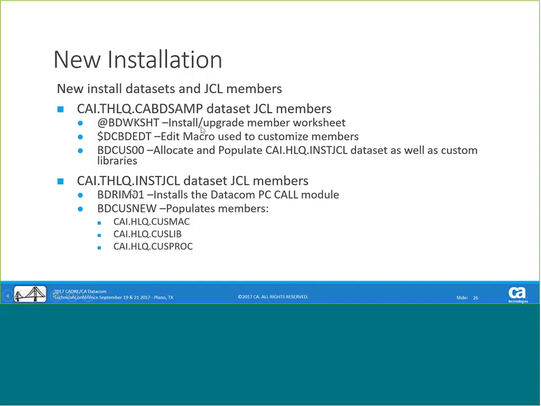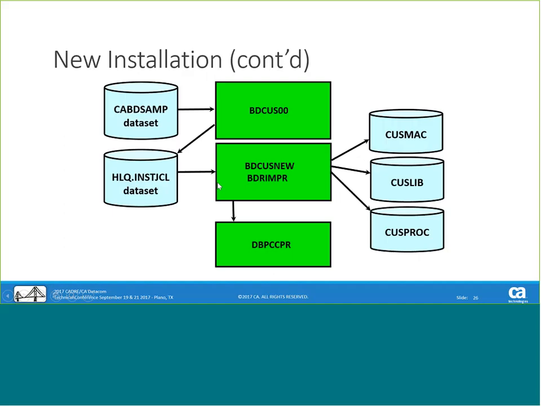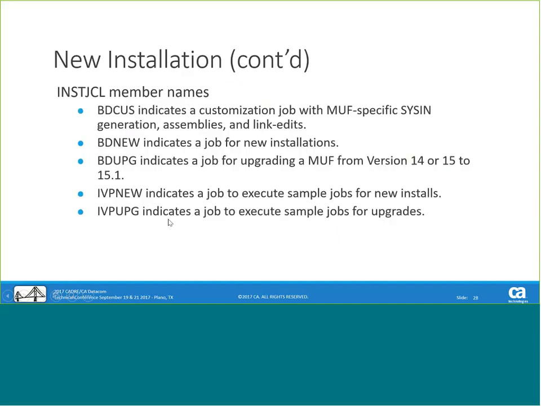Anyway, you got your CABD SAMP, you have your INST JCL, and here's your members. You have your README, which is to install the PC call modules, and then you have your CUS new, which will populate your custom libraries for your new MUF. Here's what it looks like. It's very simple. So the custom is run to tailor the DDSys table, DQ outlets, etc. If you want the defaults, obviously you don't have to change anything. You just have to submit and run the member. Then you have your CUS new, and then your README PR to create your PC call, and that's what the PC CPR module is. So there's only one member, and it allocates all your data sets.